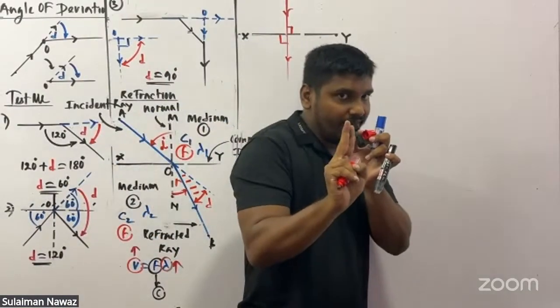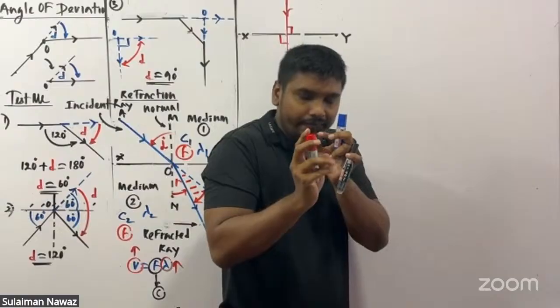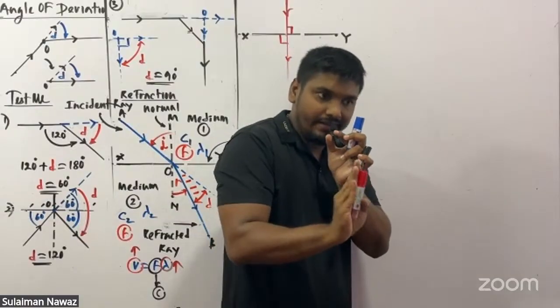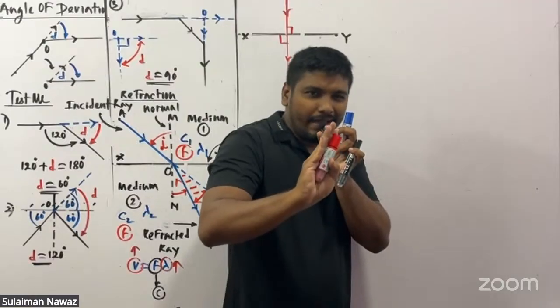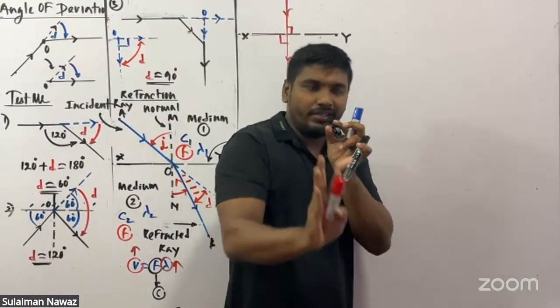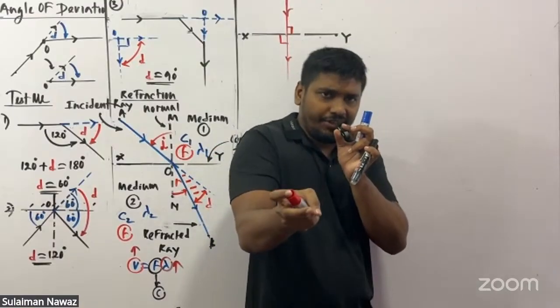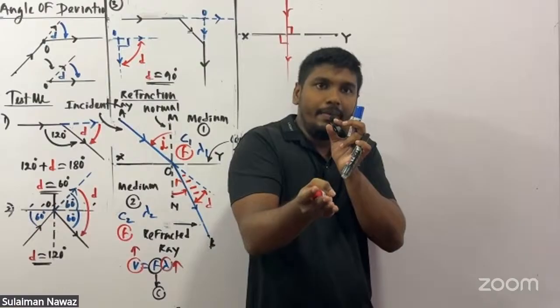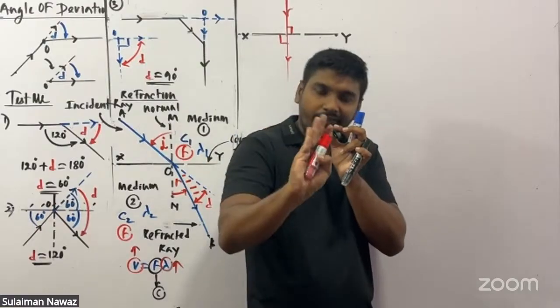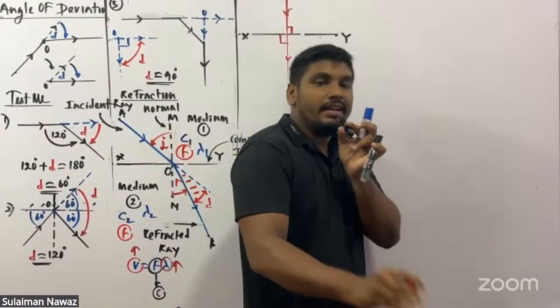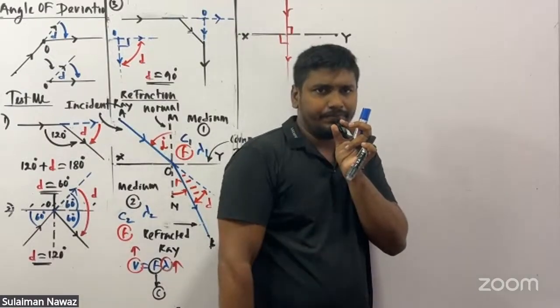Normally we say refraction is the change in the path of the light ray as it enters from one medium to another. But that is not the right way of defining refraction. The right definition is the change in speed of the light ray as it enters from one medium to another. That is what we call refraction.